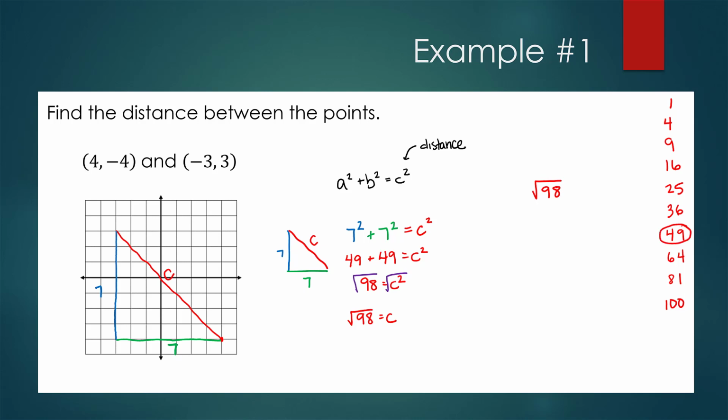So instead of writing the square root of 98, we know we can write the square root of 49 times 2 and divide that into two radicals, the square root of 49 and the square root of 2. The square root of 49 is 7, and then we have the square root of 2. So this would equal our distance.